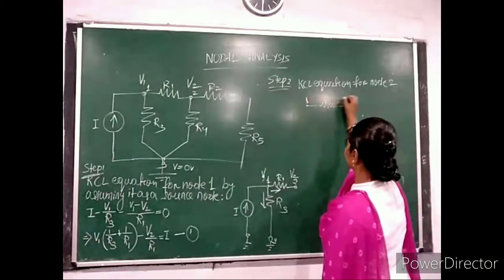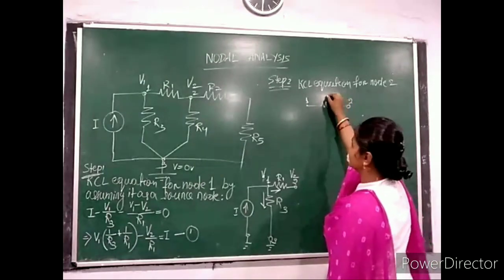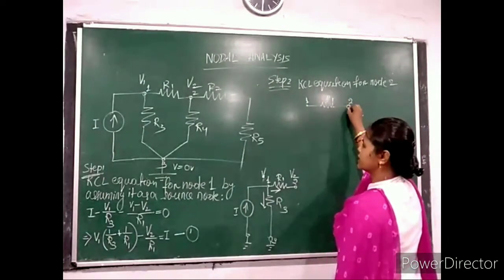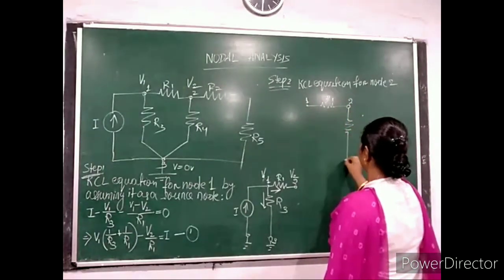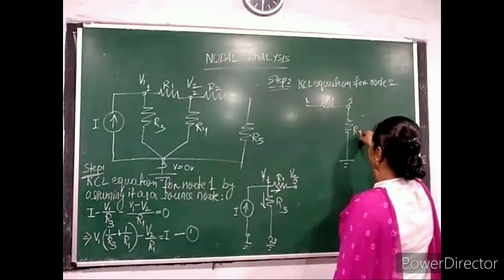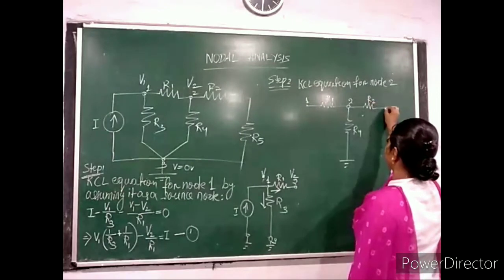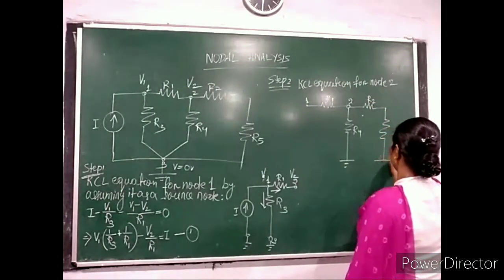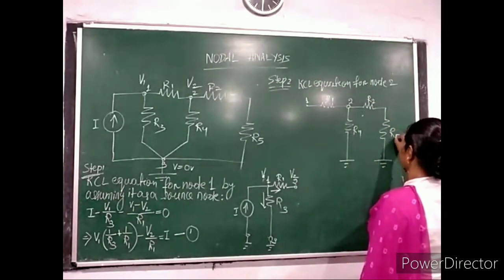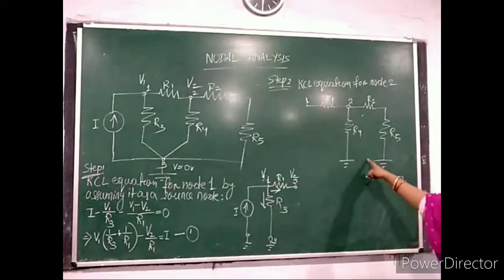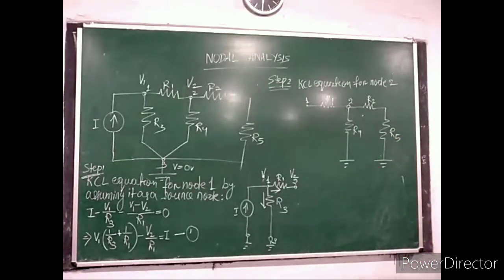this is node 1, node 2, with node 2, R1 resistance is connected, then R4 is connected, then R2 and R5 are connected. This is the simplified circuit diagram. Now I write the KCL equation.